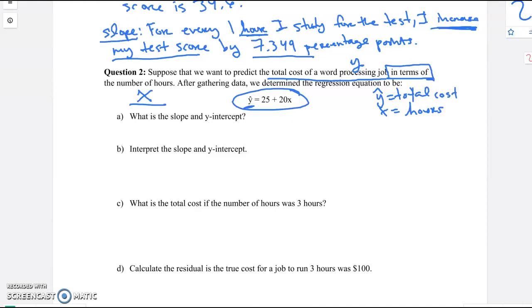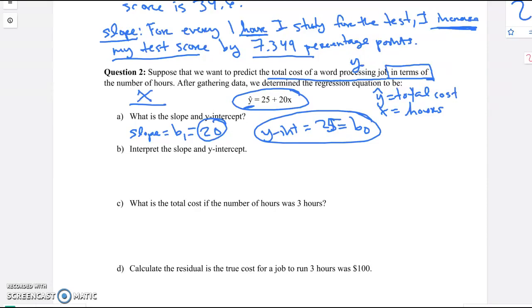So my slope in this case, remember, if you want to go ahead and write slope, you can write slope. If you want to write B1, B1 stands for our slope also. My slope is 20, right? Because remember, 20 is the number in front of the x. And my y-intercept, in this case, is going to be my 25. That's my B0. That's it. So I just want you to identify them.